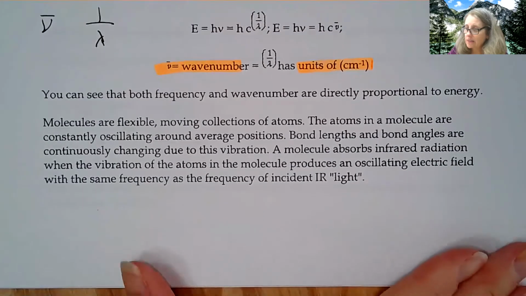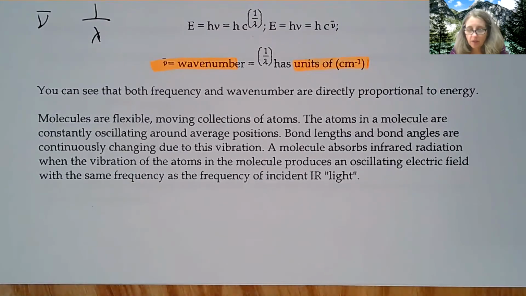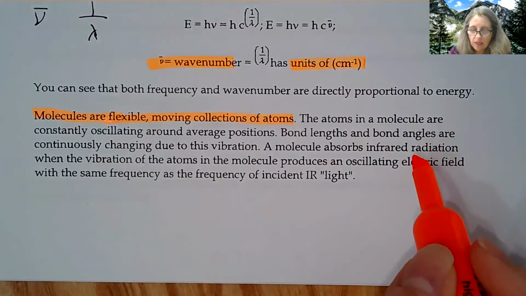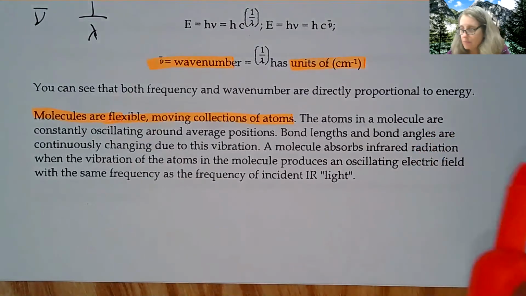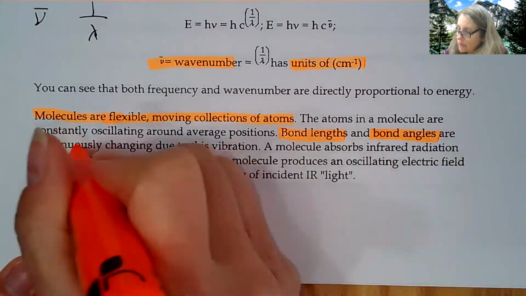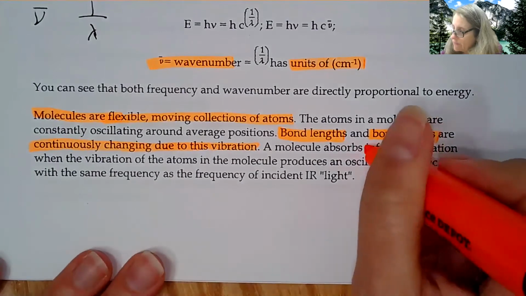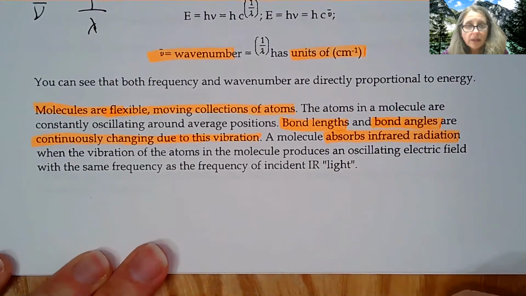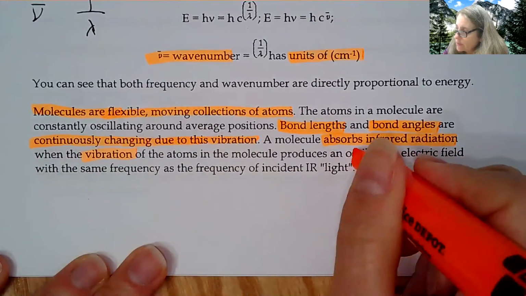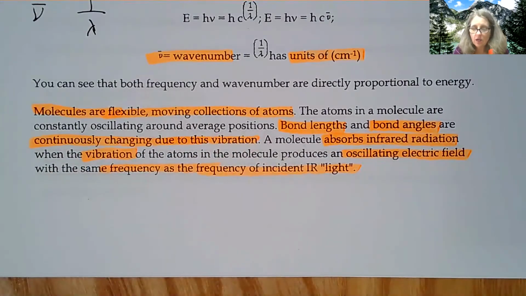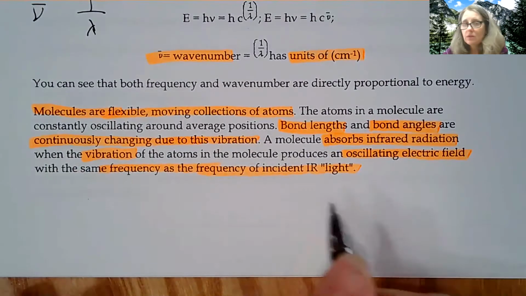So how this works is molecules are what we call flexible, and they are a collection, of course, of atoms. Because these molecules are constantly moving, our bond lengths and bond angles are continuously changing due to a vibration in the molecules. Again, think of kinetic energy, everything is moving except when we're at absolute zero. So therefore, I have a vibration in a molecule. If a molecule absorbs infrared radiation, the vibration produces an oscillating electric field with the same frequency as the frequency of that light.